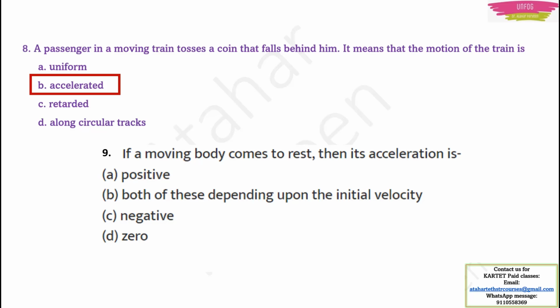Next question. If a moving body comes to rest, then its acceleration is, as I explained already, negative acceleration, or we call it deceleration, or we call it retardation.